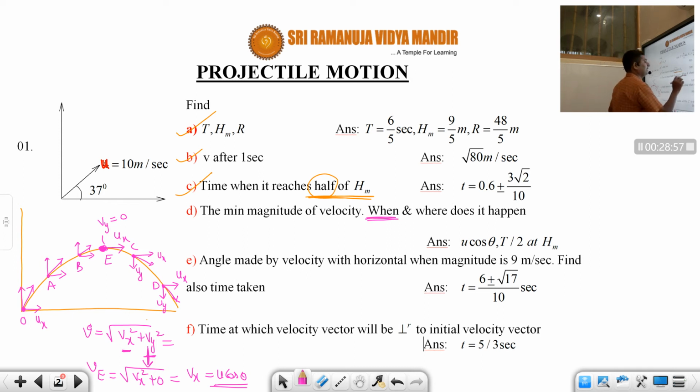So when will it happen? Highest point is reached at t by 2, time of flight by 2. And where does it happen? Exactly at the maximum height. And what is the value? u cos theta. Okay, students, I hope you are clear with this.